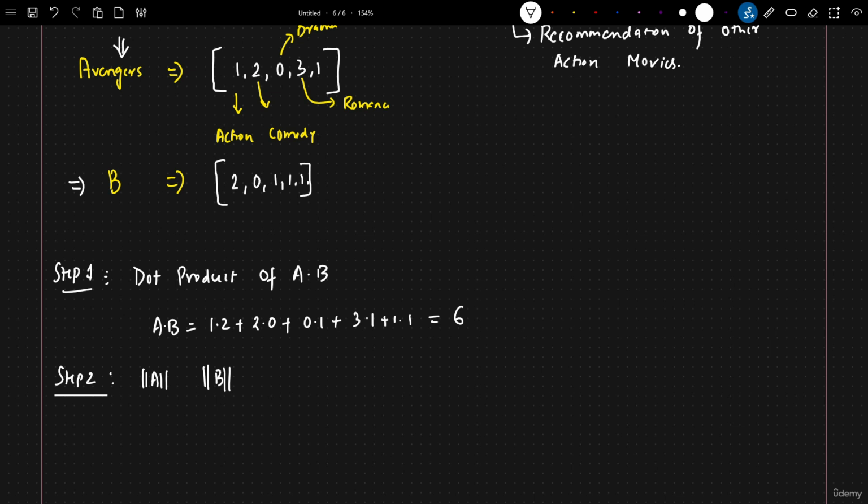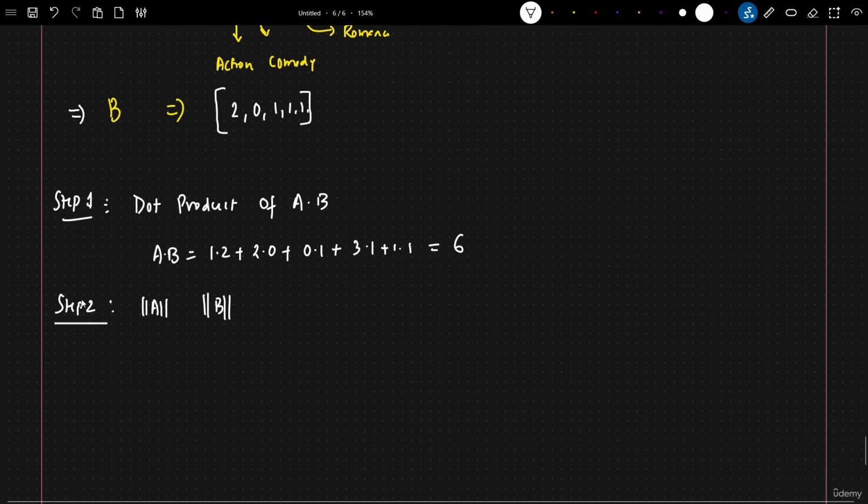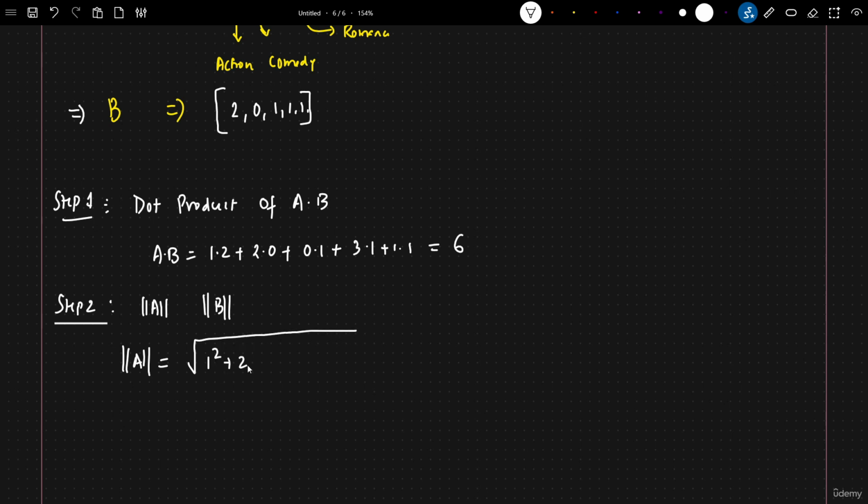Please remember this name, Euclidean norm. Later on I will explain this in one of the topics. The Euclidean norm is calculated, specifically for A, by taking all the vector components, squaring them, and taking the square root: 1 square plus 2 square plus 0 square plus 3 square plus 1 square.